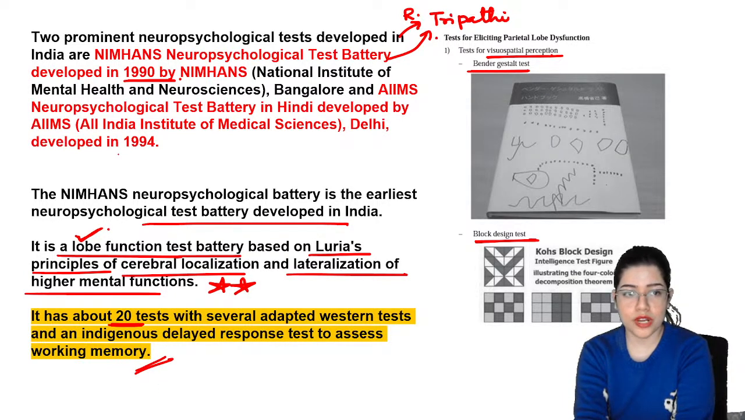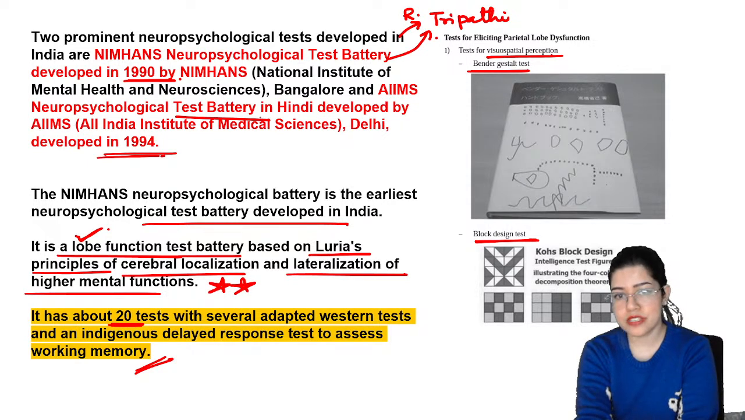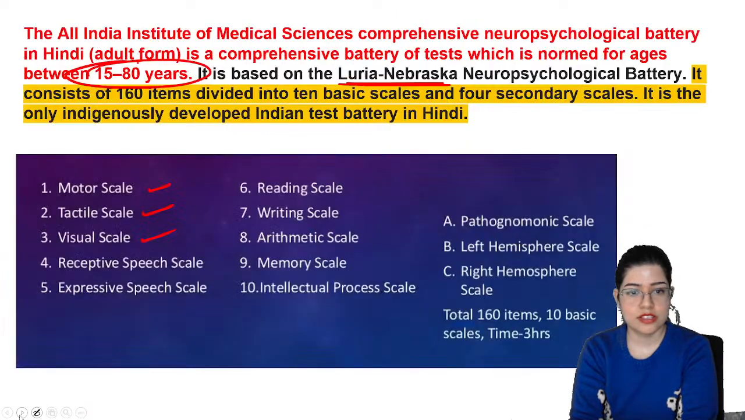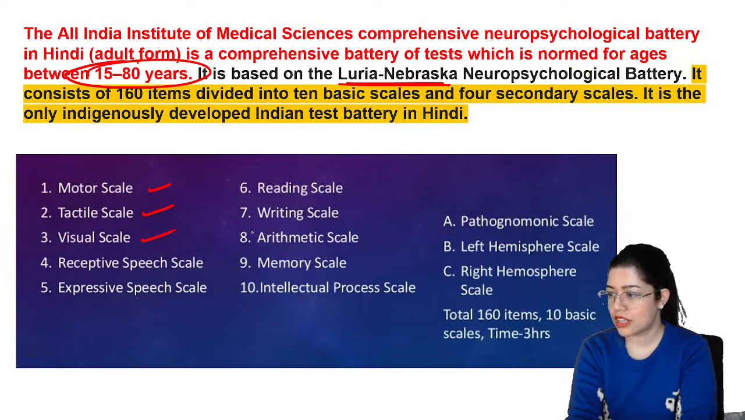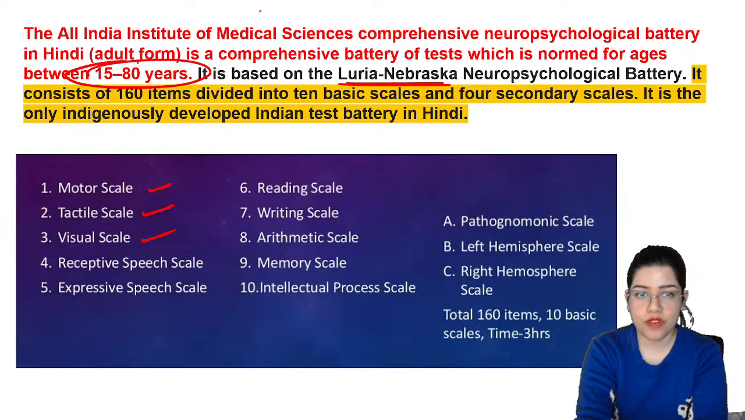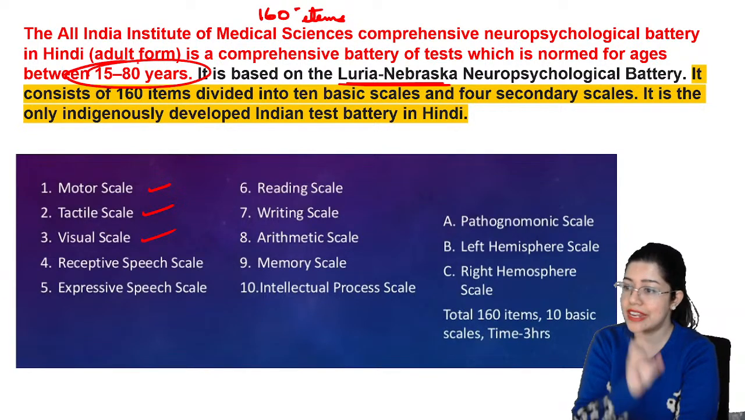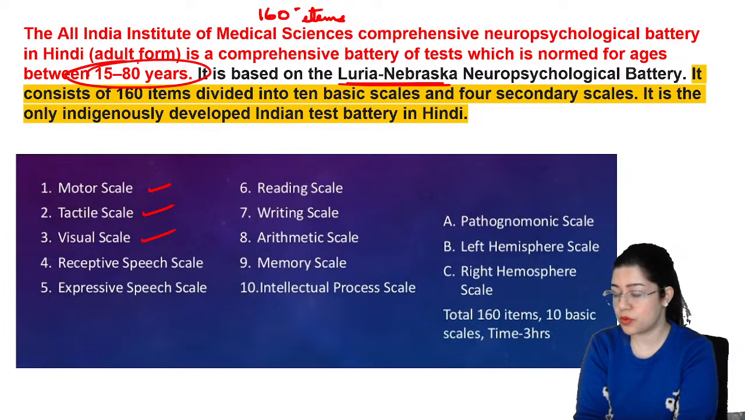Now we will check the one made at the All India Institute of Medical Sciences. This was the first Hindi test battery to be developed in India. Okay, the AIMS test battery. And now I forgot who created it. Somebody's name with S. I should just write it down here. One minute. Okay. So let's try to discuss what is happening here. There are a total of 160 items in the AIMS test battery and this is also based on the Luria Nebraska battery. But this was the first Hindi scale that was developed.